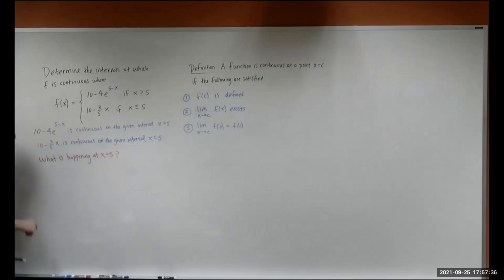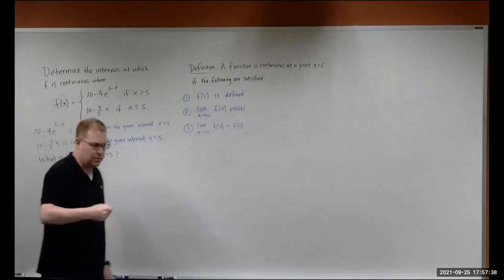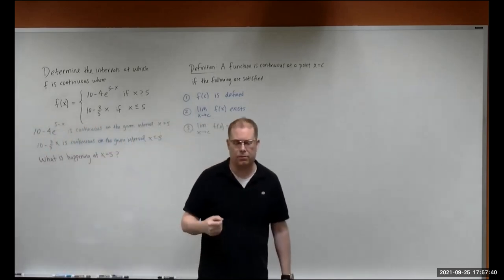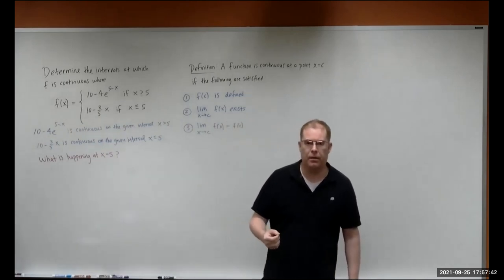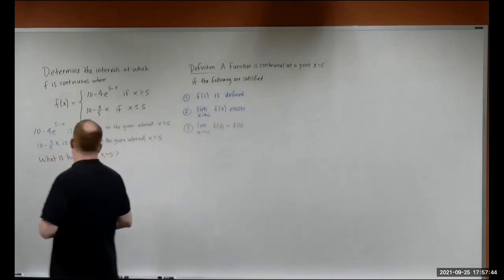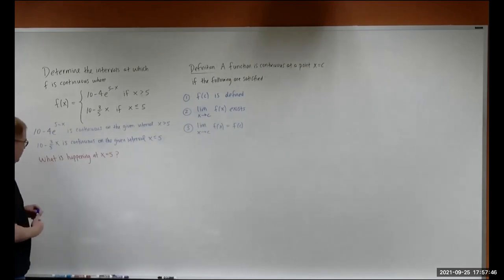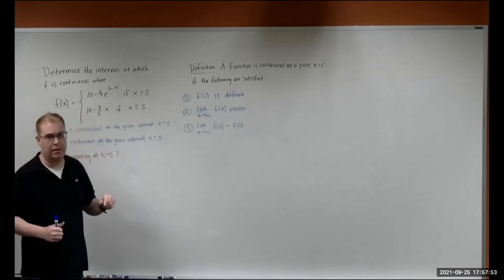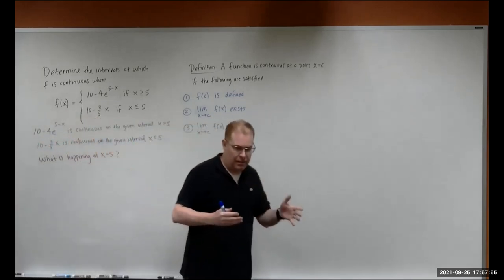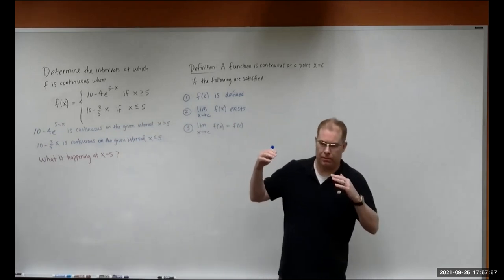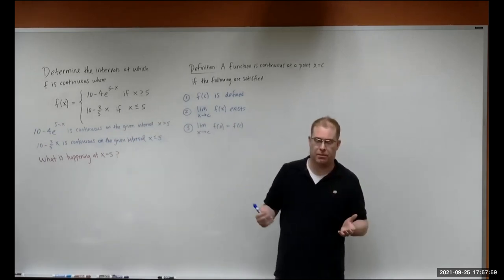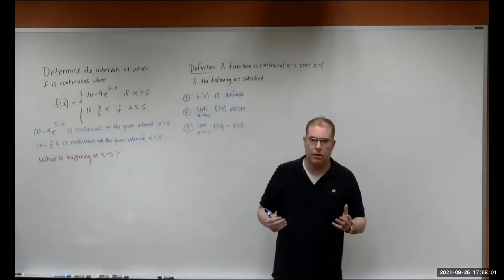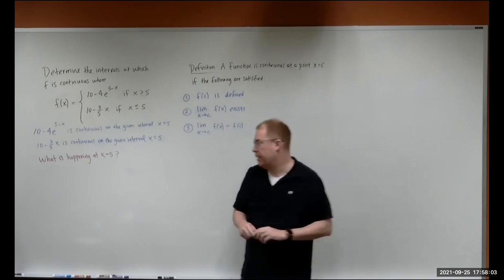So to answer this question, we need to go back to the concept of using the limit. What we need to do is take the limit of this function as x approaches 5, because like I said, we don't know what's happening. Maybe there's a jump, or maybe it is continuous at that point. But we have to see that analytically.